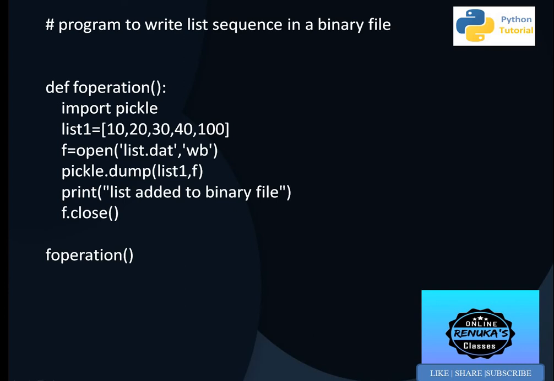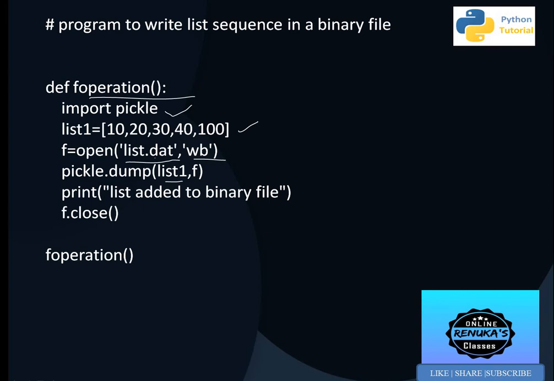So this is the very first example, how to write a list sequence in a binary file. This is the function. In the function we are importing pickle. This is list1 declared with values 10, 20, 30, 40 and 50. Open a binary file. A binary file is always with the extension .dat. Text file with .txt, binary file with .dat, and mode is wb. So in write mode we are opening a binary file. Then pickle.dump(list1, f) means list1 into the file pointer. At this place list1 will be written, and this is known as dumping.